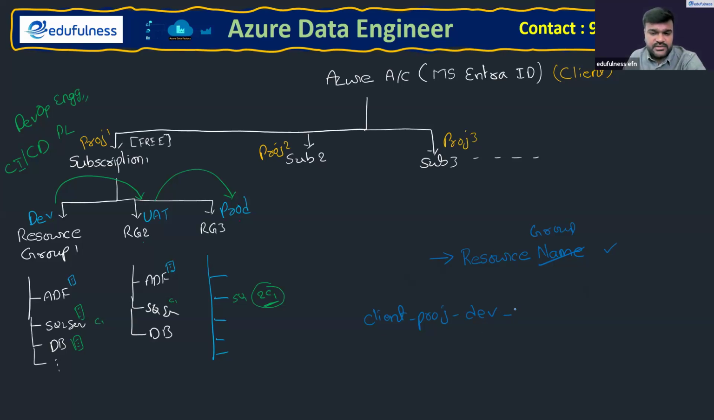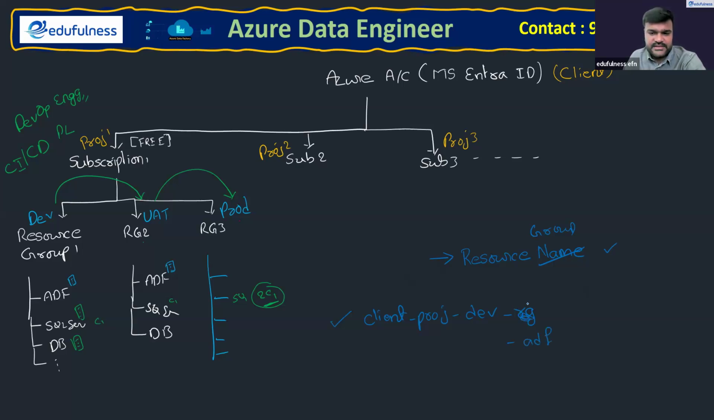What is your resource? I'm going to create a resource group. I'm going to create an ADF. I'm going to create a Databricks. I'm going to create a blob. So by seeing the entire name, you will understand that particular resource, related to whom, and all. Entire clarity you are going to have. That's the main intention.